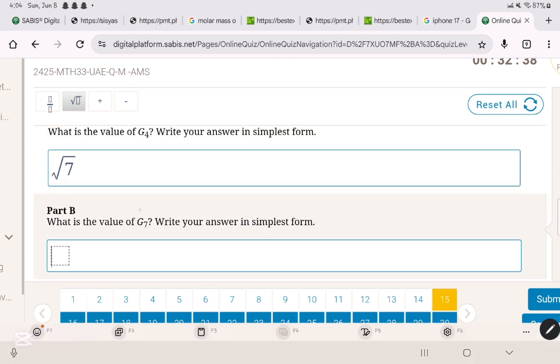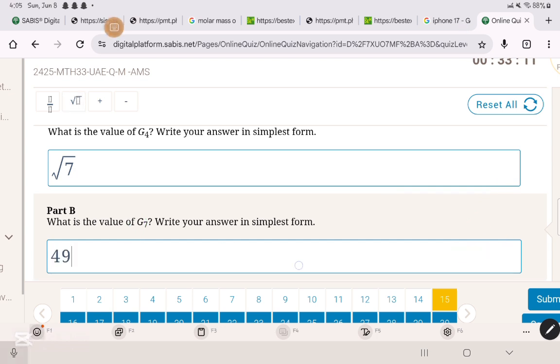They want G7, so again, you're going to take G1, which is 1/7, times the common ratio, radical 7, to the power of n minus 1. What is n in this case? 7, so 7 minus 1 is going to give us 6. You will put it on your calculator and you're supposed to get an answer of 49. So our answer over here is 49.